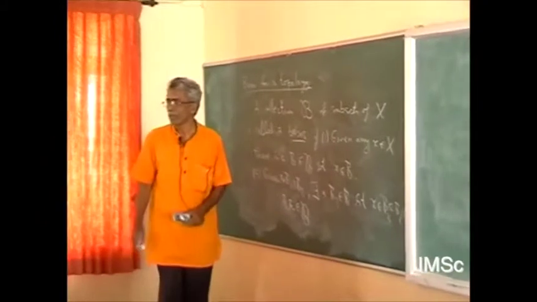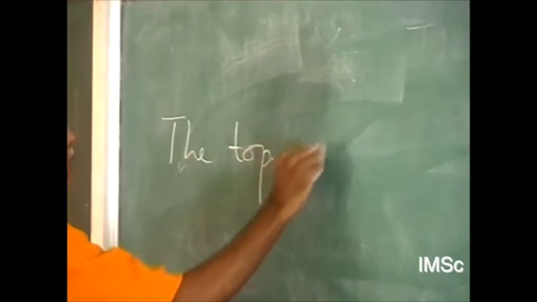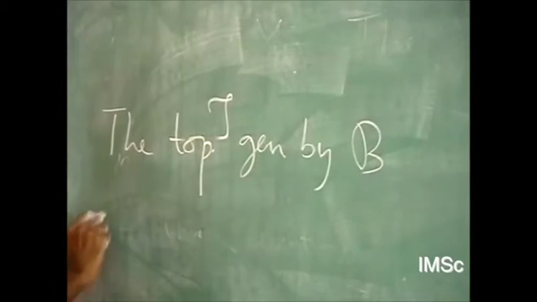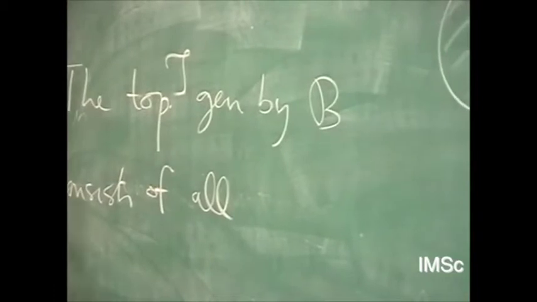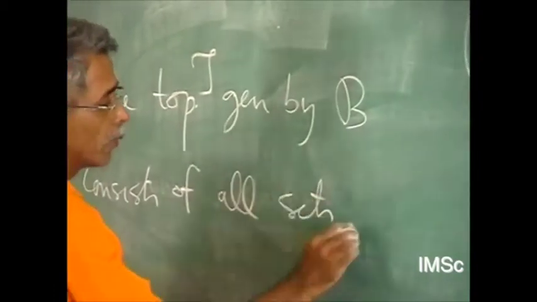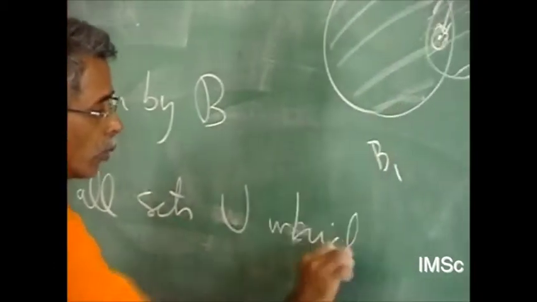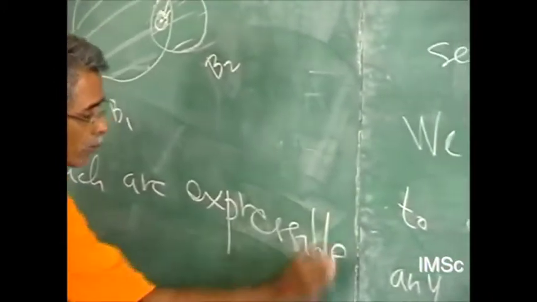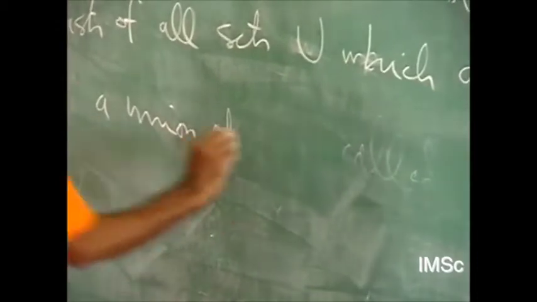The moment you have a basis, the topology generated by B consists of all sets U which are expressible as a union of members of B.